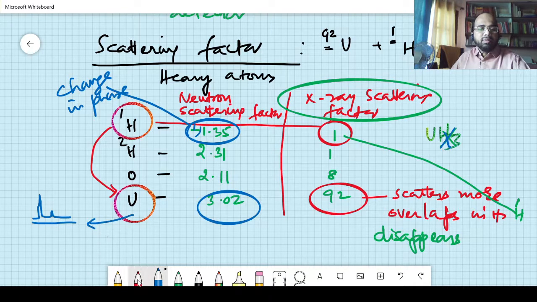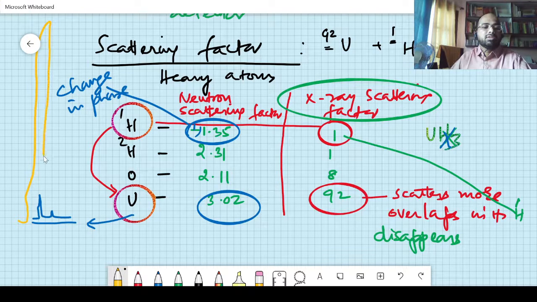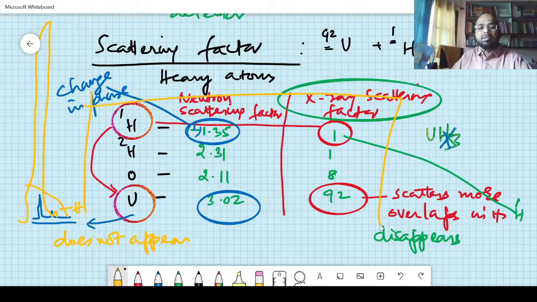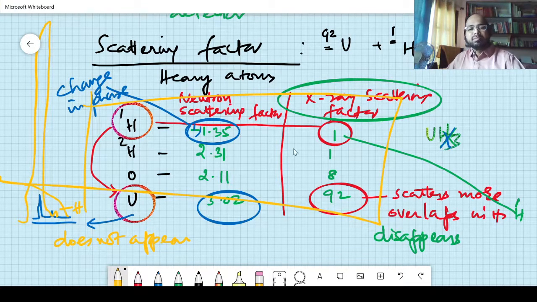But whereas if I use this X-ray scattering factor, I have to count for 92, 1, 2, 3, 4, 5, 6, 7, 8, 9, 10, 11, a large peak will be there, and then a small peak for hydrogen. So what happens is this peak covers this one. H does not appear. So that is why this table is very important for you to remember, because it tells you about the scattering factor.